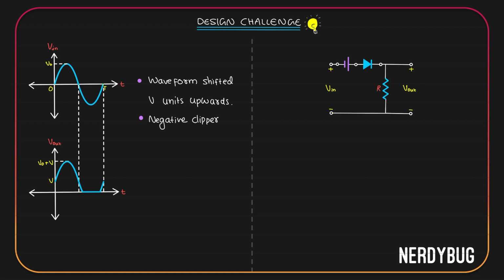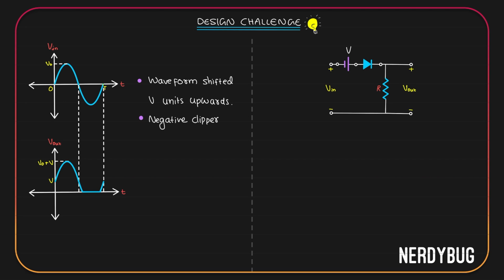Let's do the analysis and check if it actually works. The cell has its negative terminal here and positive terminal here. It is giving the diode positive potential here and negative here. So the diode is going to be switched on by the cell. That means unless the input voltage becomes negative enough, the diode will be switched on. So V input has to be less than minus V so that the diode will go to reverse bias. Until then, it is going to be in forward bias.